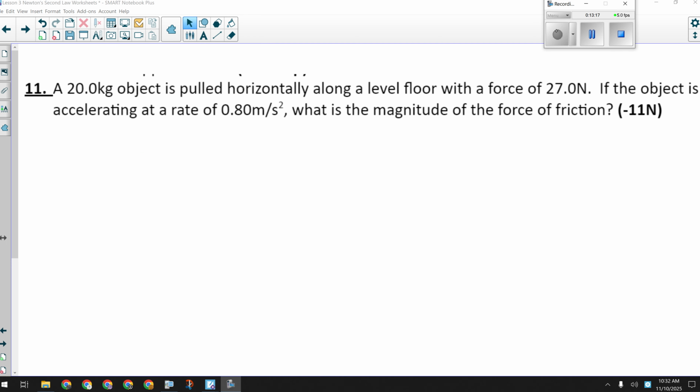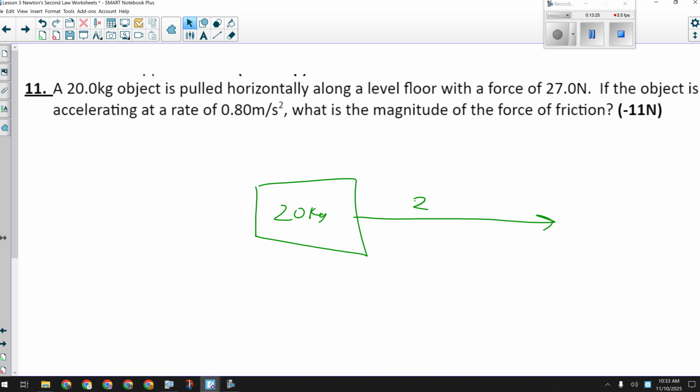All right, so we simply have that 20 kilogram object that's being pulled along a level floor. So 20 kilograms, okay, being pulled this way with a force of 27.0 newtons, right? And it says that it is accelerating at 0.80 meters per second squared. We're looking for how big is the force of friction. All right, what can I calculate since I know mass and acceleration? Force net. Right. F net is mass times acceleration, so 20 times 0.8 should give me 16 newtons forwards, right?